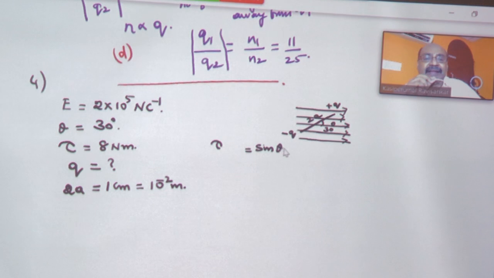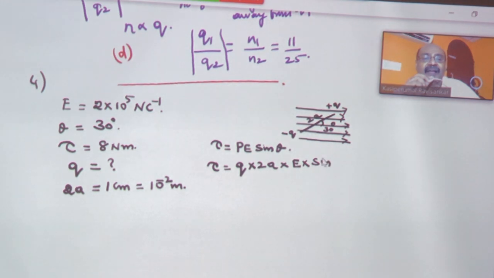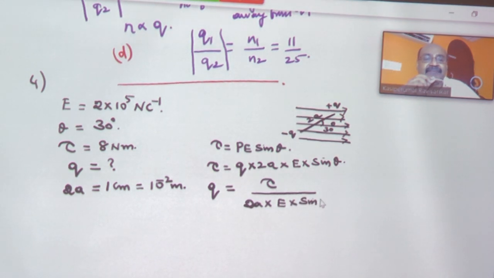I am writing just the magnitude. What is this torque tau? I can write it like this. Tau is equal to, instead of the dipole moment P, I can write Q into 2a, remaining as it is, E into sin theta. Now, from this you calculate the value of Q. What is the value of Q? Q is equal to torque tau divided by 2a into E into sin theta.